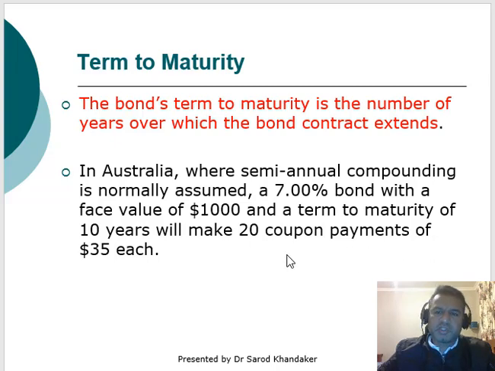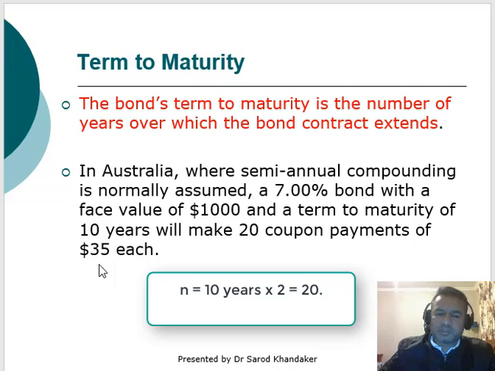So let's look at this example again. The bond is paying 7% coupon payment and the face value of the bond is $1,000 and the bond is issued for 10 years. So it will make 20 coupon payments because 10 years multiplied by 2, which is semi-annual coupon payment, is 20 coupon payments of $35 each.